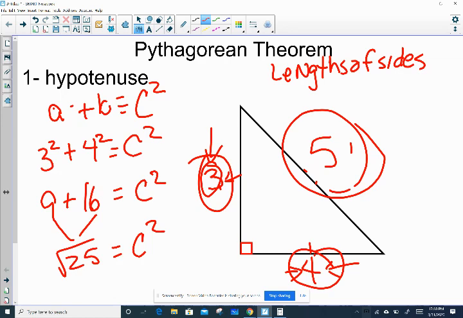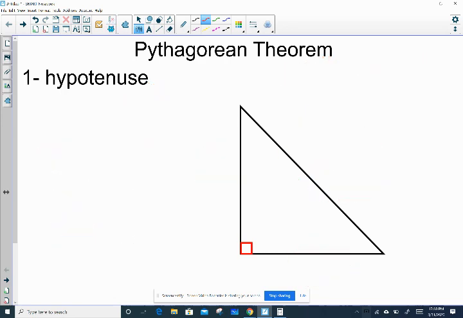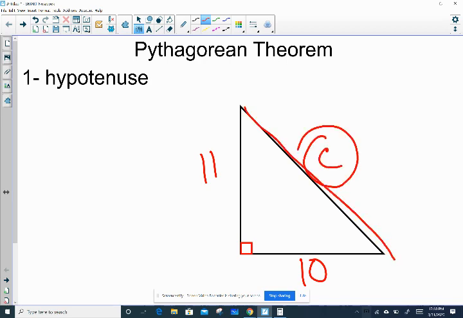So now let's look at another one. We're going to clear everything off here, and I'm just going to pull some numbers. The numbers don't really matter, but let's say that this is 11 and this is 10, but I don't know this. This is C. The hypotenuse is always the longest side in a right triangle.